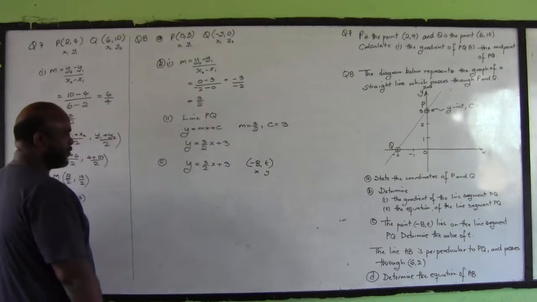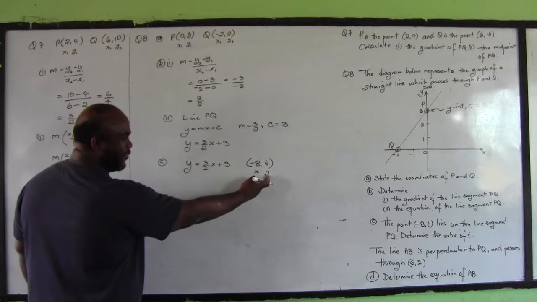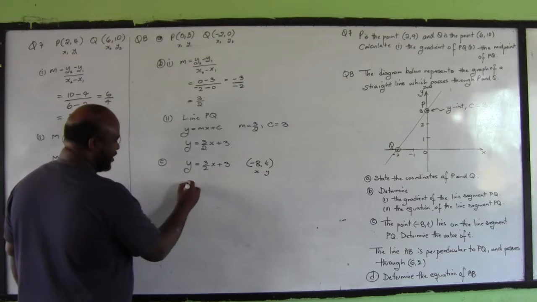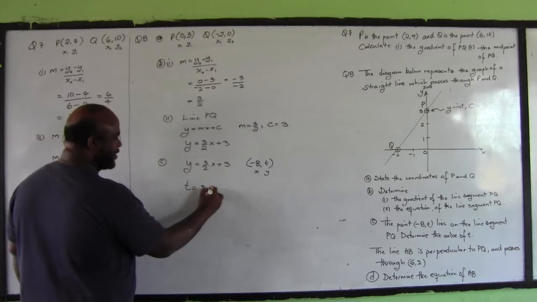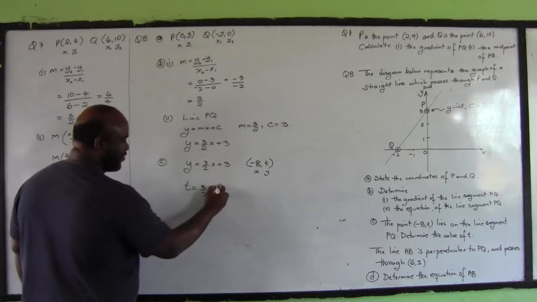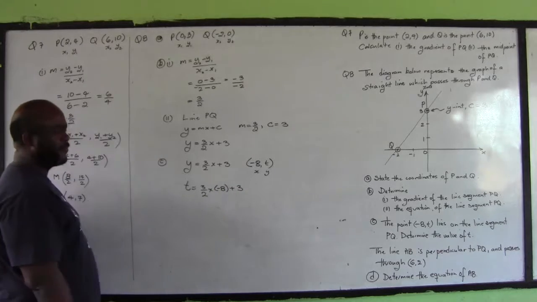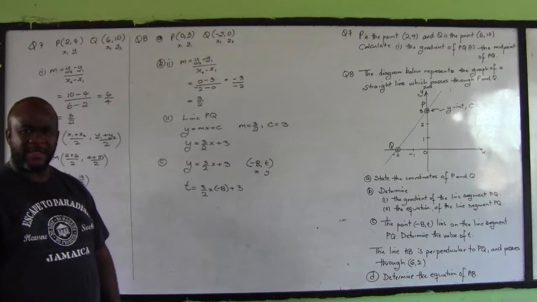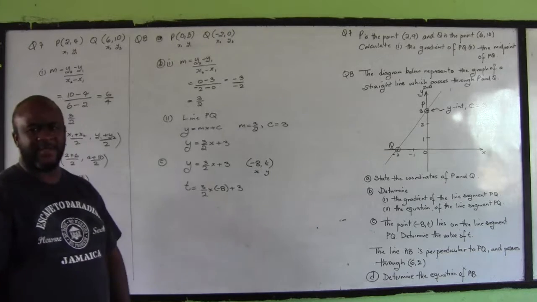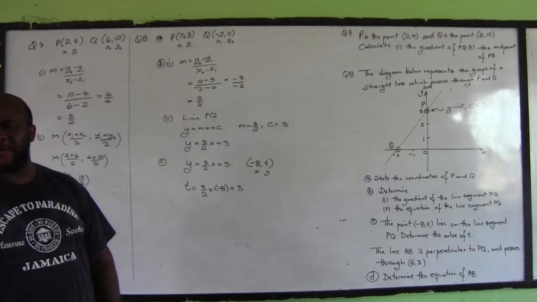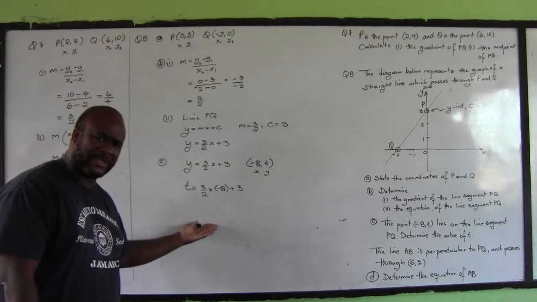Let's put in the values. I'm going to take out x and put minus 8. Take out y and put t. T is equal to 3 over 2 x, but what is x? Minus 8, plus 3. Ladies and gentlemen, if you are given the equation of a line and you are given the x coordinate, you can find the y coordinate by putting it into the equation.